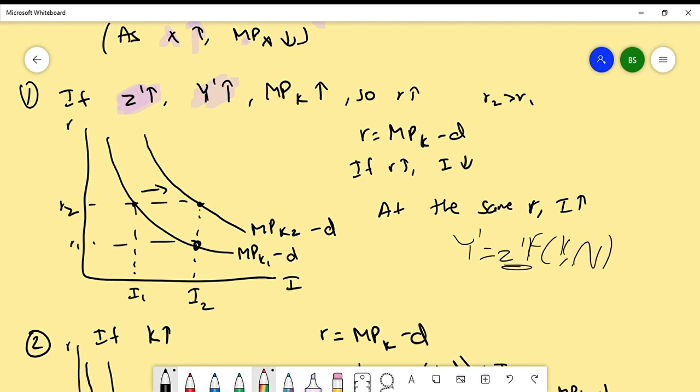So if the Z increases and the Y increases, so yay. But if Y increases, then MPK also increases? Why? Okay, it's not really like Y increases, MPK increases. It's more like if this thing over here increases, then as a firm I will want to hire more people in the future. And if I hire more people in the... wait a second, hold up, this is future, this is present MPK. Why is it affecting present MPK?